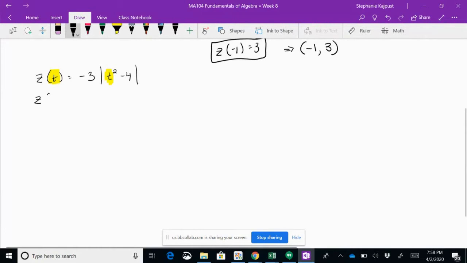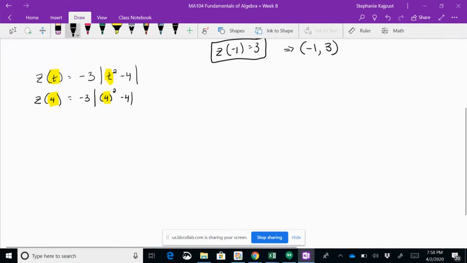So let's say we're asked for z of 4. So that means everywhere that I see t, I'm now going to replace it with 4. So I have -3, I have absolute values, and then instead of t squared, it's going to be 4 squared minus 4. So you're plugging it in. Everywhere you see t, you're now replacing it with a number.